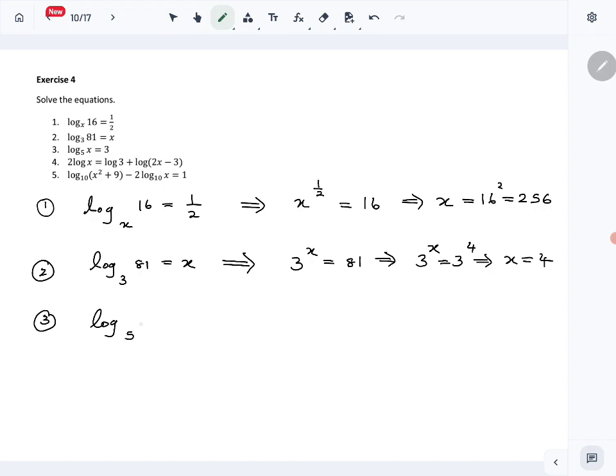Log 5 x equals 3. Then what? 5 cube equals x. So that means x equals what? 125.